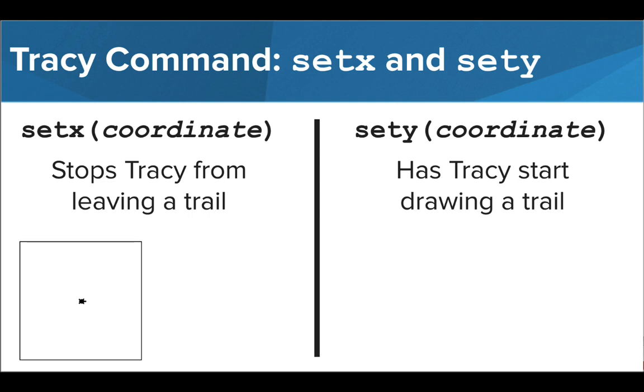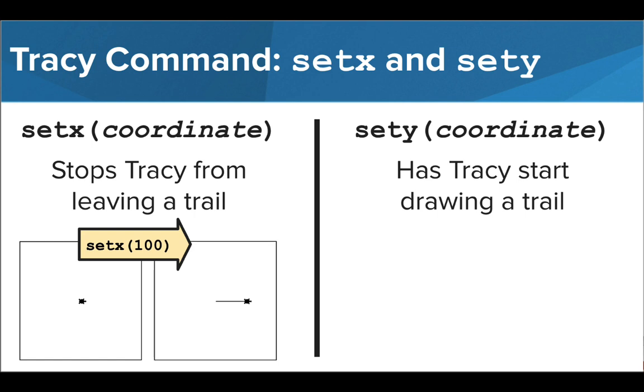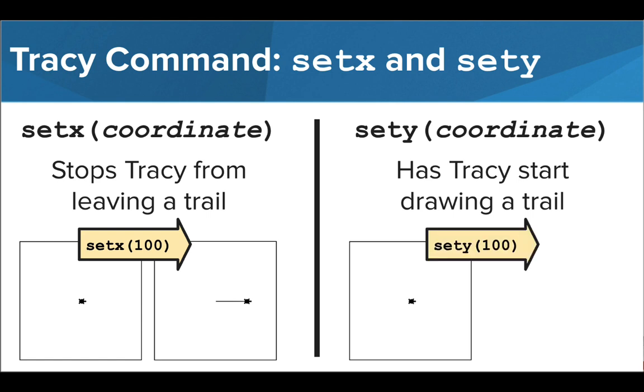This means that if Tracy started at the center of her world, coordinate 0, 0, and we called the setx command with 100 as the given coordinate location, she would move forward to position 100, 0. Her y coordinate would be unchanged. If Tracy started at the center of her world and we called the sety command with 100 as the given coordinate location, Tracy would end at position 0, 100, meaning that only her y coordinate changed while her x coordinate stayed the same.